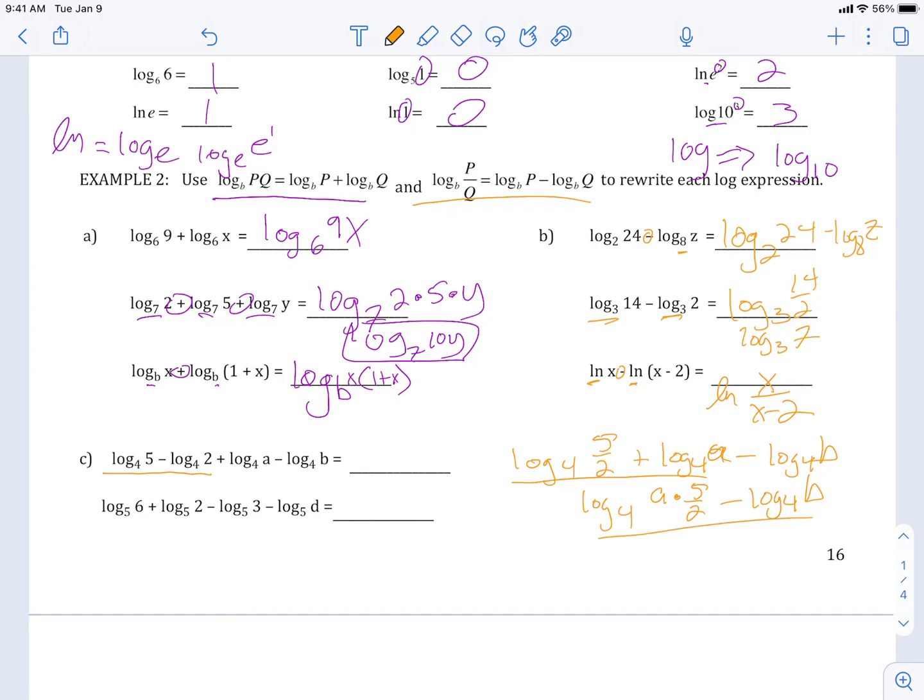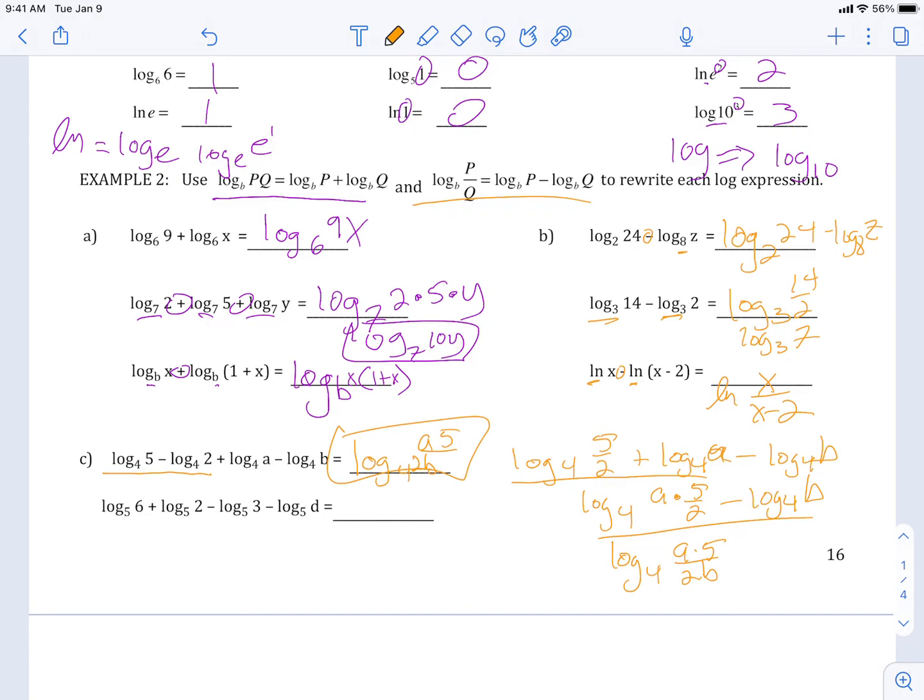And then we'll handle this chunk. Remember, it's the division. Subtraction is just division. So this is going to be log base 4 of a times 5 over 2b. And that's what the final answer is. So log base 4 of a times 5 over b times 2, or 2b.